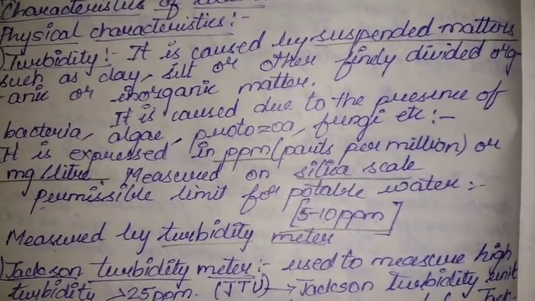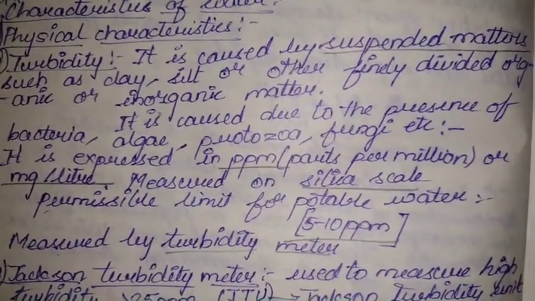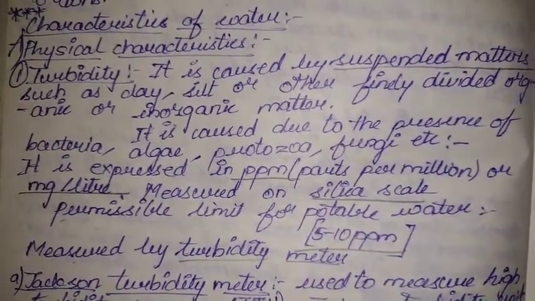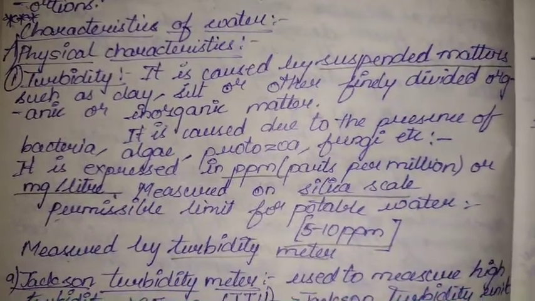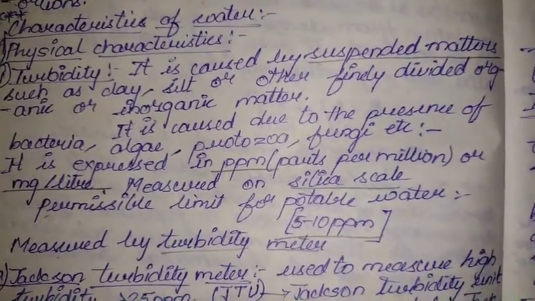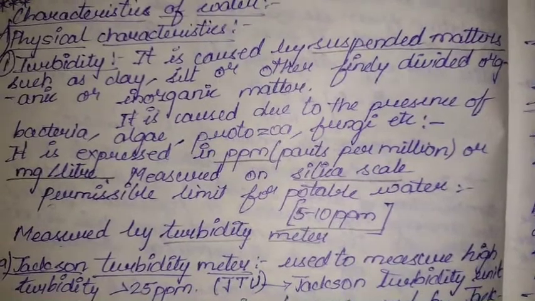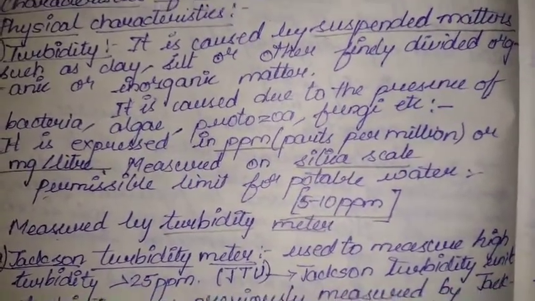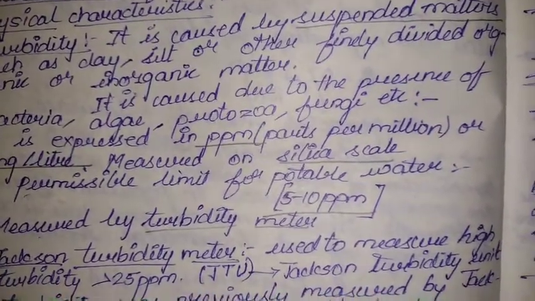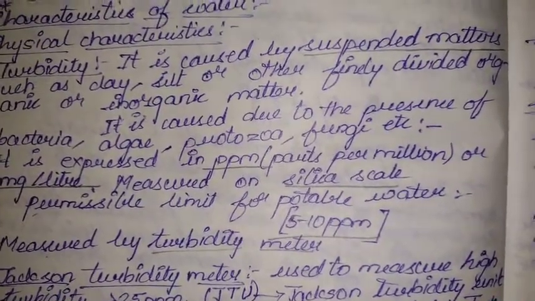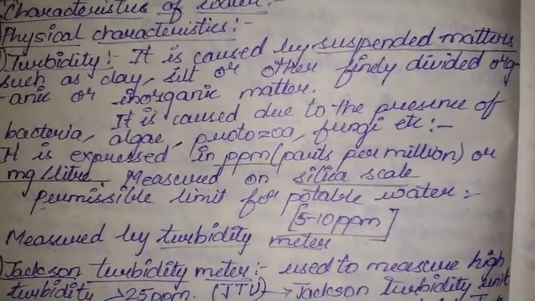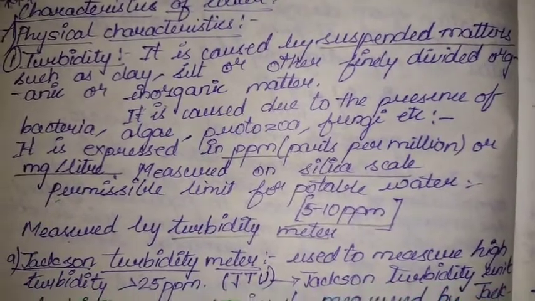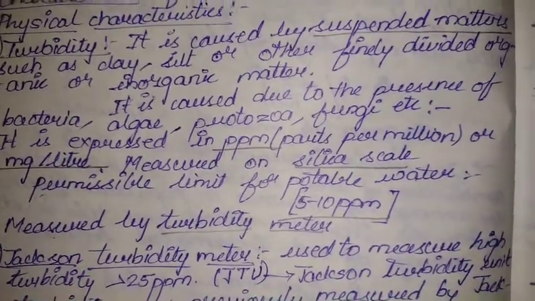These are the acceptable limits within which it should be present for potable water, measured by a turbidity meter. So turbidity is nothing but the suspended matter, that is, whenever you have finely divided clay or silt or any other small particles in water which obstruct the flow of light through it, this is caused by turbidity. So the presence of these particles will be seen in the water.